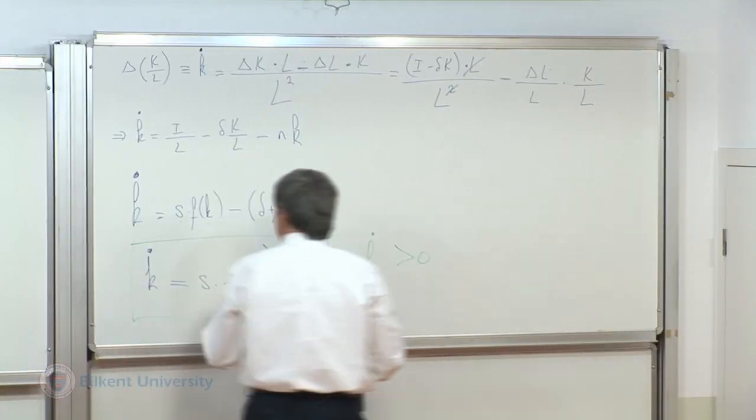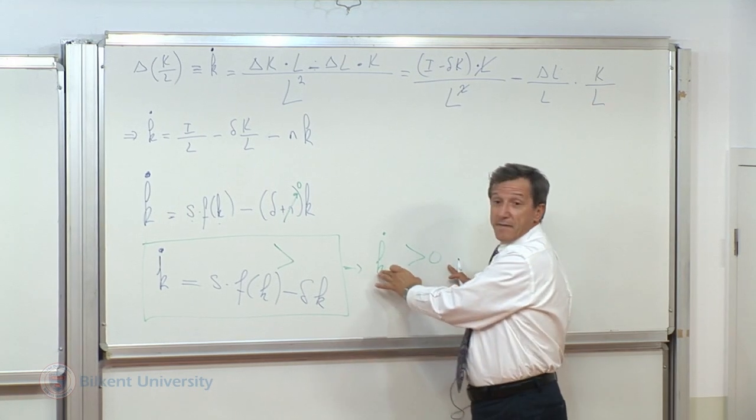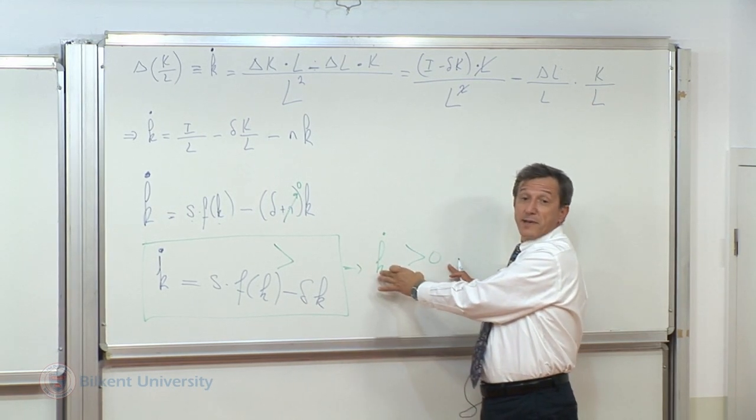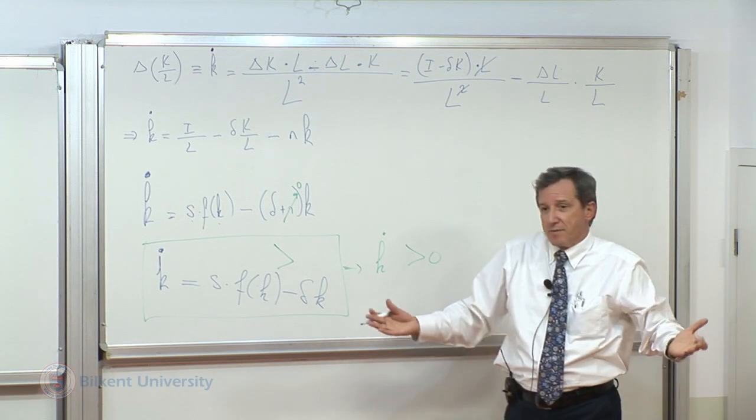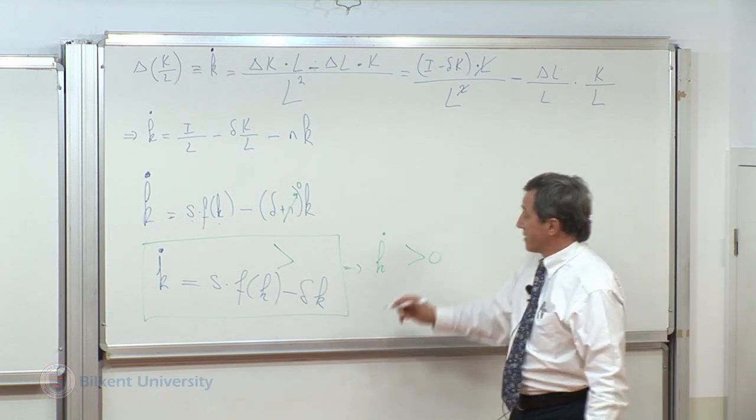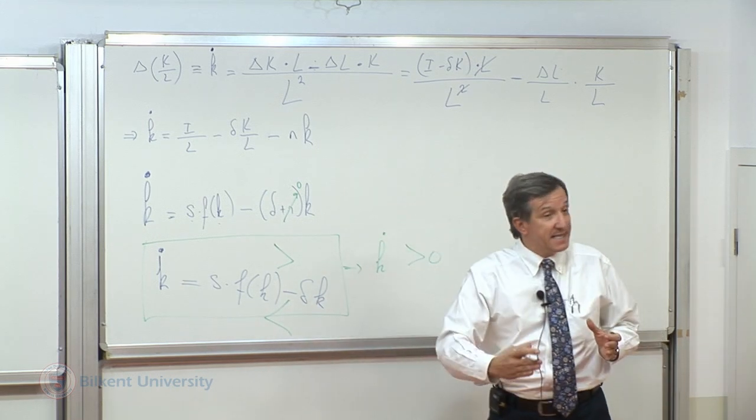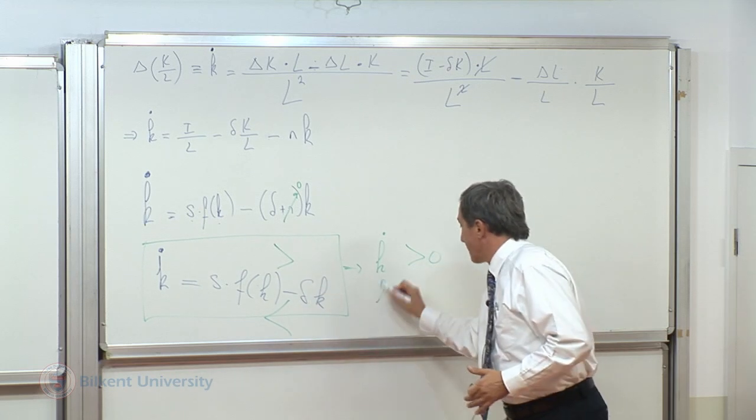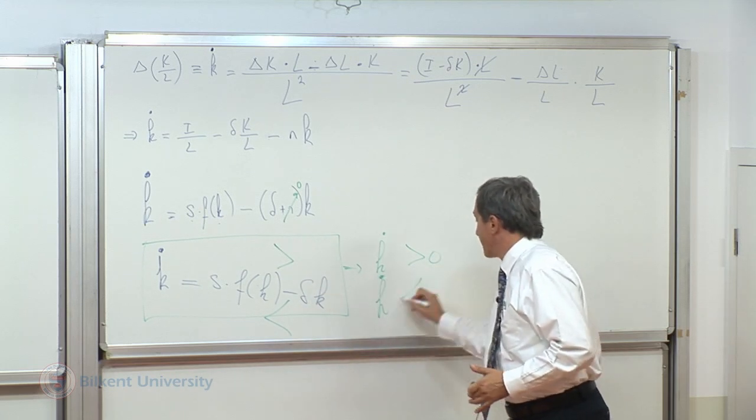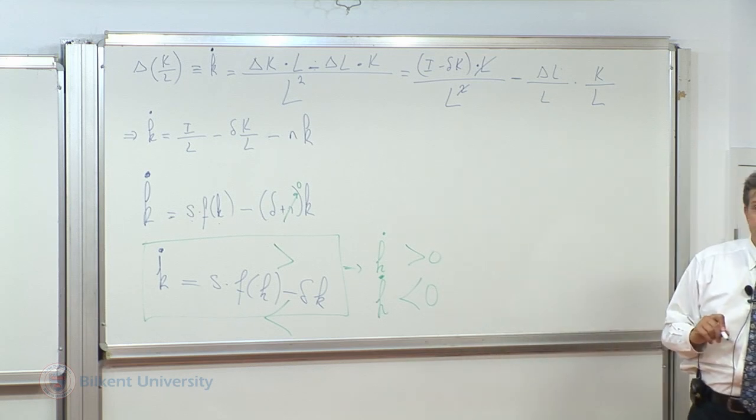So if investment is greater than delta K, we have capital per labor increasing. Well, yes, by tautology. Otherwise, if the other is true, if you invest less than the amount of depreciation, then K dot, that is the change of capital per labor, is decreasing.